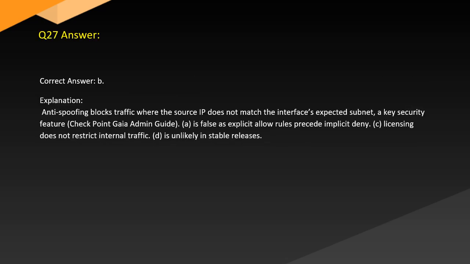Answer. Correct answer: B. Explanation: Anti-spoofing blocks traffic where the source IP does not match the interface's expected subnet. Key security feature. Check Point Gaia admin guide. A is false, as explicit allow rules precede implicit deny. C: licensing does not restrict internal traffic. D is unlikely in stable releases.